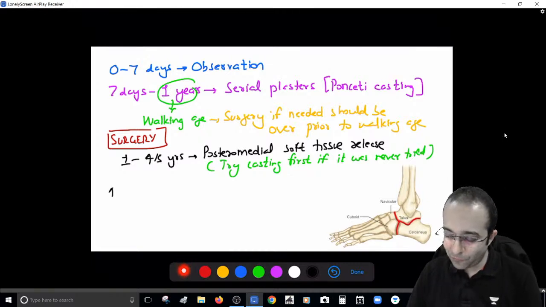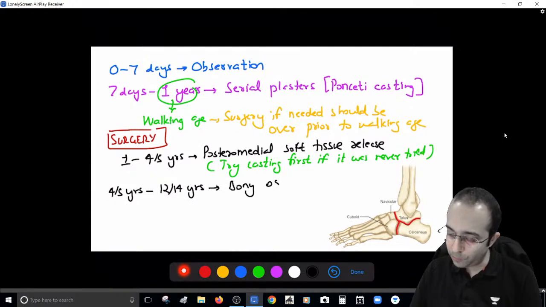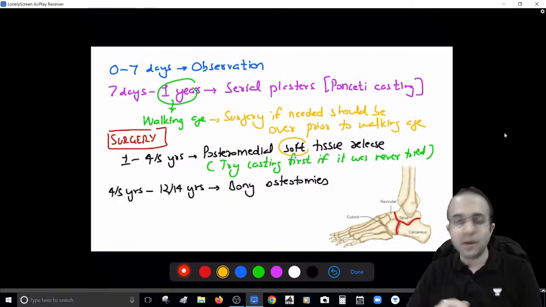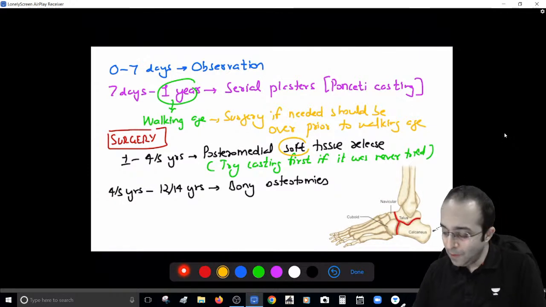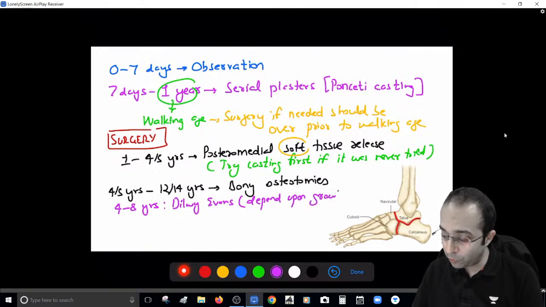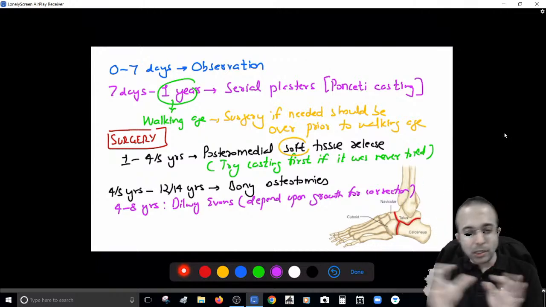Once this age of like 4-5 years is reached, say till the age of almost 12 to 14 years, here we go with bony osteotomies. तो अब हमें बोन को काटना पड़ता है, क्योंकि खाली सॉफ्ट टिश्यू से अब डिफॉर्मिटी करेक्ट नहीं हो सकती, रिजिड हो गई है. Now here in early age, 4 to 8 years, we go with procedures like Dilwyn Evans, because these are the procedures that depend upon growth of the foot for correction. तो ग्रोथ फुट की पेंडिंग होनी चाहिए, सो अर्लियर एज में करेंगे ये वाली सर्जरीज.